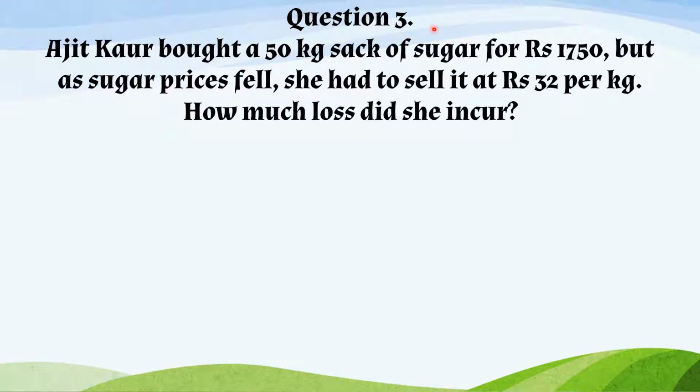Question number 3. Ajit Kaur bought a 50 kg sack of sugar for rupees 1,750. But as the sugar price fell, she had to sell it at rupees 32 per kg. How much loss did she incur? So let's find out this.